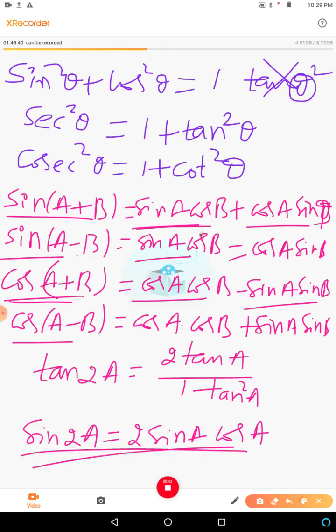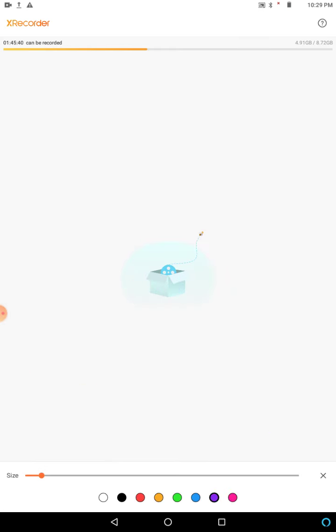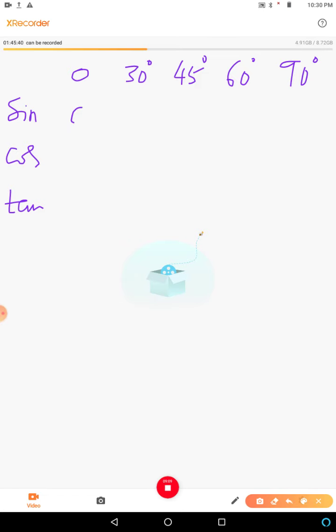Then I will write some values of trigonometric functions. Sin function, cos function, then tan function. This is the last topic. So 0 degree, 30 degree, 45 degree, 60 degree, then 90 degree. Sin 0 is 0.